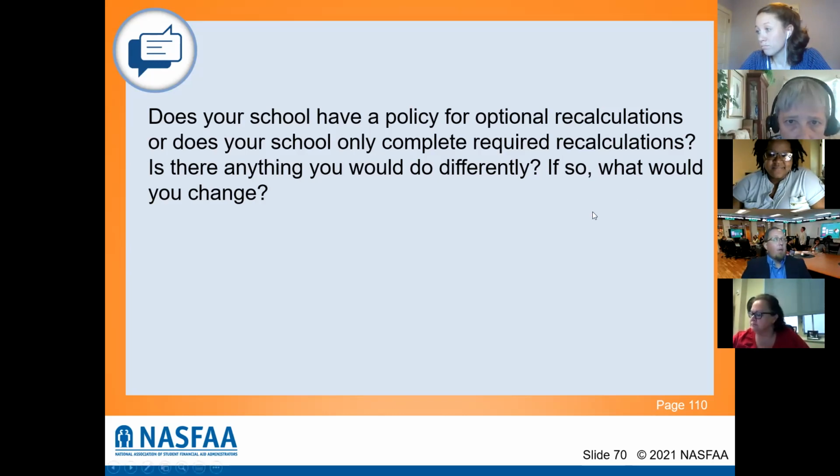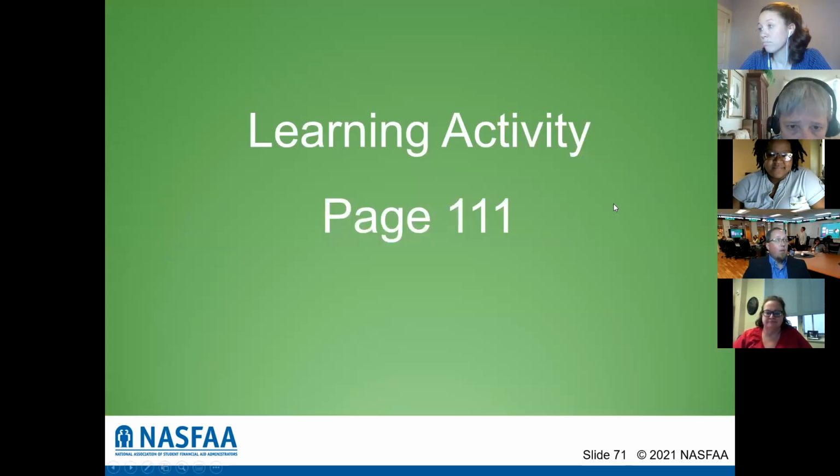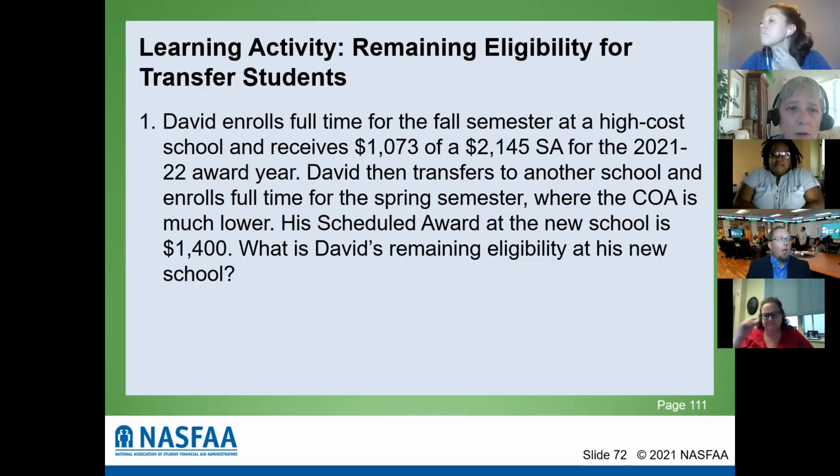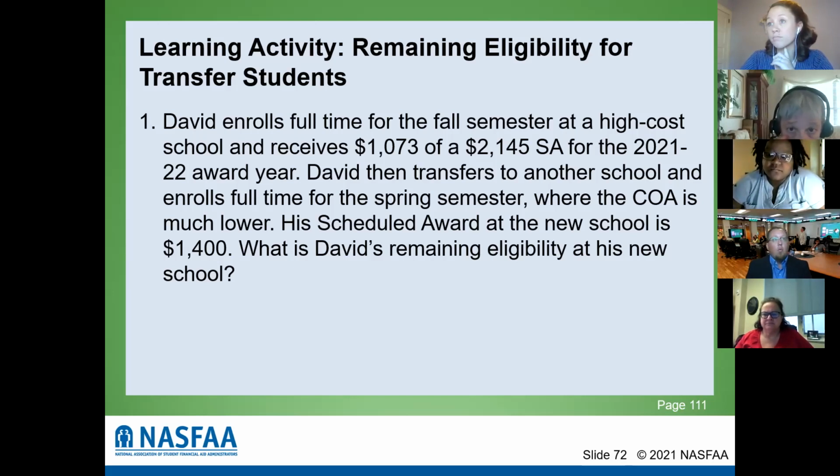All right, moving right along, we're going to move into, like I said, our last learning activity. We're going to talk about David. David is a transfer student. David enrolls full-time for the fall semester at a high-cost school and receives $1,073 of the $2,145 student award for the 2021-2022 award year. David then transfers to another school and enrolls full-time for the spring semester, where the cost of attendance is much lower. His scheduled award at the new school is $1,400. What is David's remaining eligibility at the new school?